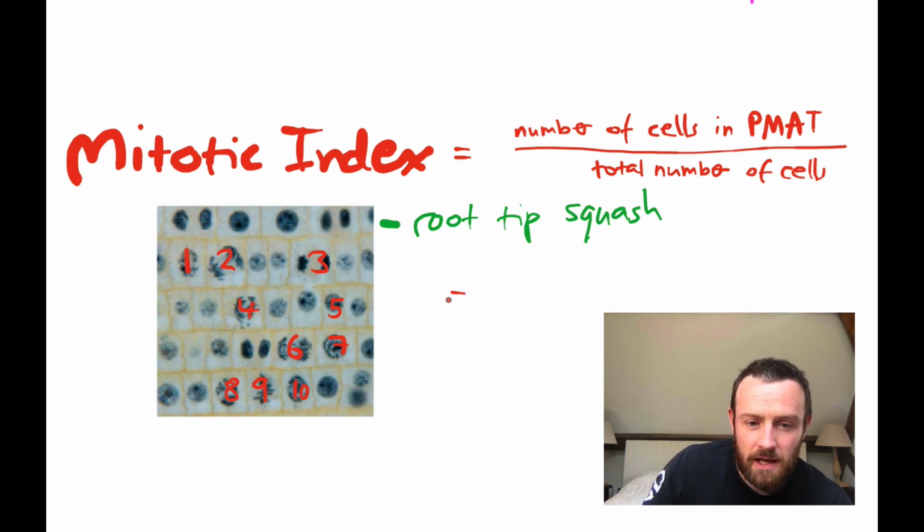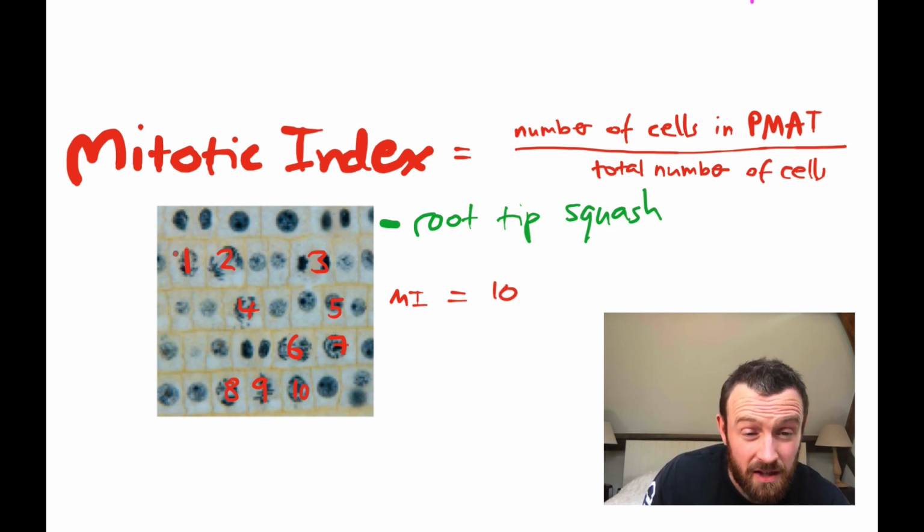So for this, the MI, or the mitotic index, is equal to 10 over the total number of cells. How many are there? I don't know. I can't be bothered to count all these, to be honest, because this video is taking ages to do. But if you were to count all those cells, I don't know how many it is. Let's just do an estimate. 1, 2, 3, 4, 5, 6, 7 by 1, 2, 3, 4, 5. 7 by 5 is 35 cells. I don't know if that's correct.